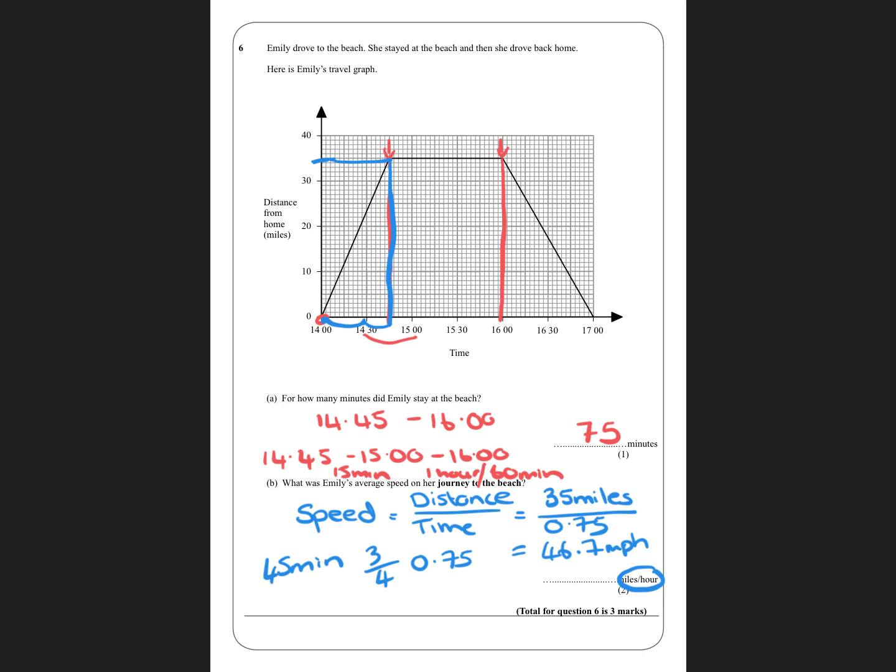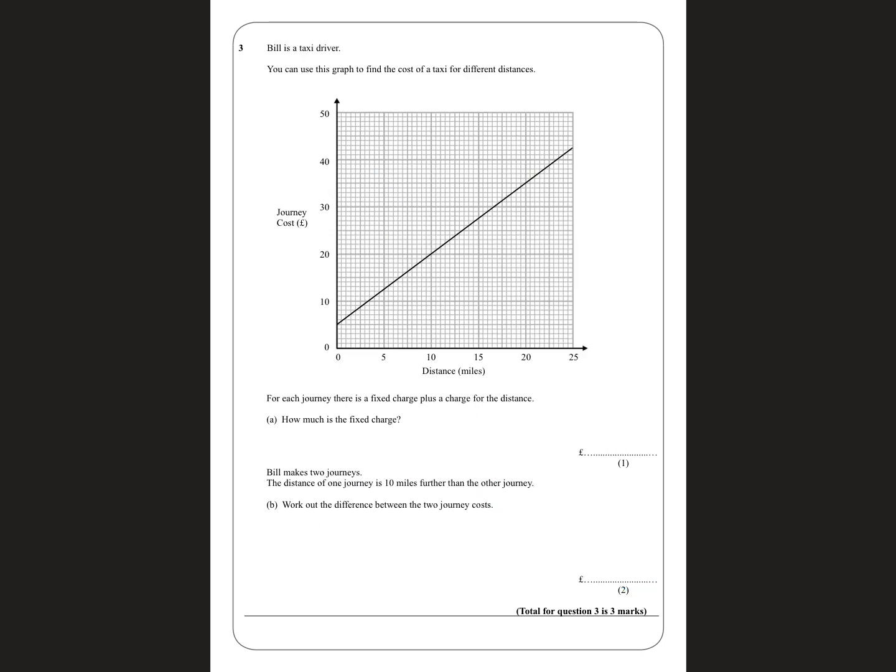Alright, so let's take a look at another question you could get here. And now we've moved into a different type of graph here, and it says Bill is a taxi driver. You can use this graph to find the cost of a taxi for different distances. So we're using this graph, if we know the distance, then we can work out the cost of the taxi journey. For each journey, there is a fixed charge. Okay, so we can see that even if you go 0 miles, there's actually going to be a charge. So that's your fixed charge.